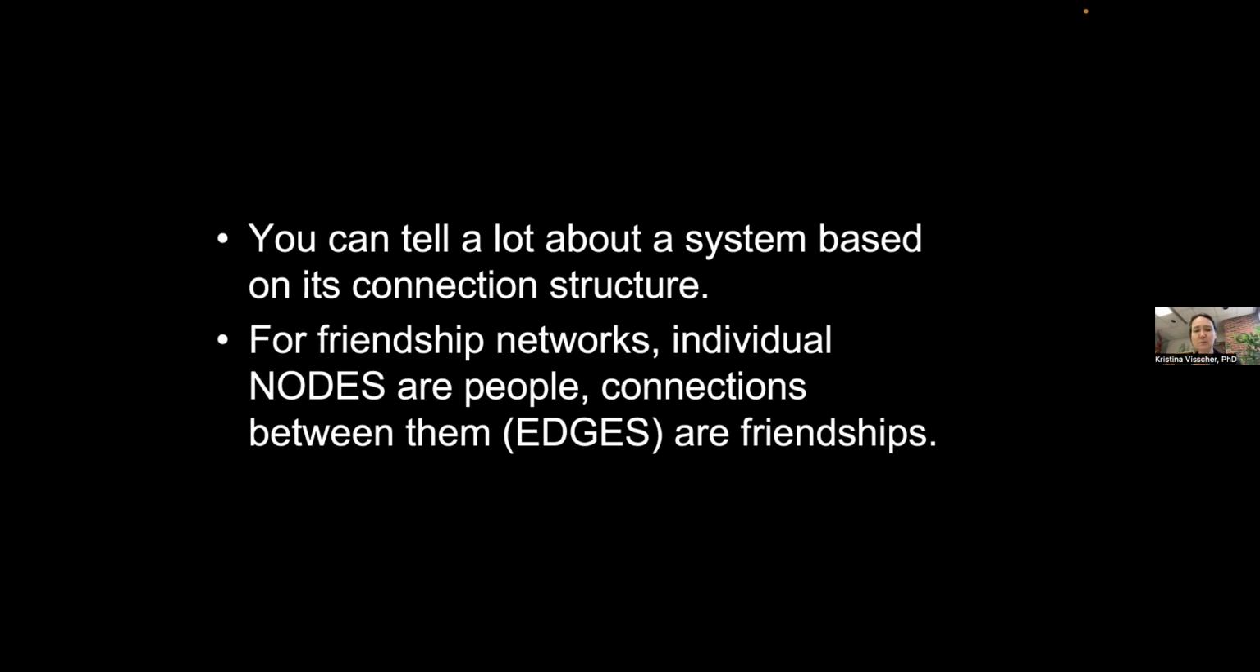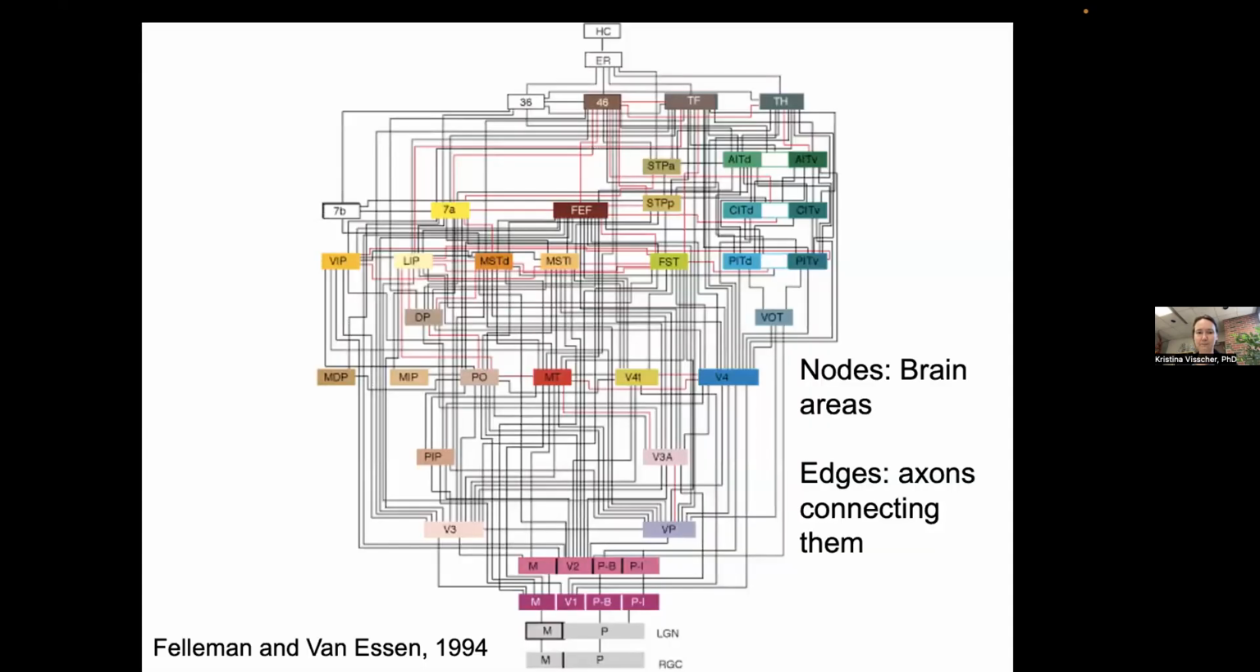This is true for friendship networks. There, the individual nodes are people. I'm going to use the term nodes. And the individual connections between them, which we call edges, are friendships. So we can play these same kinds of games with brain data. And I'm going to show you some of the results of trying to do that.